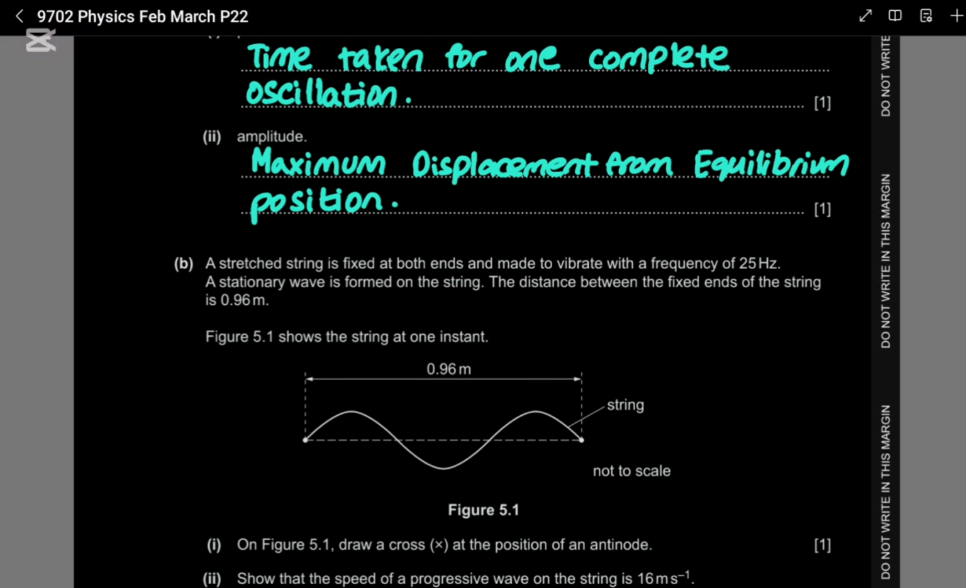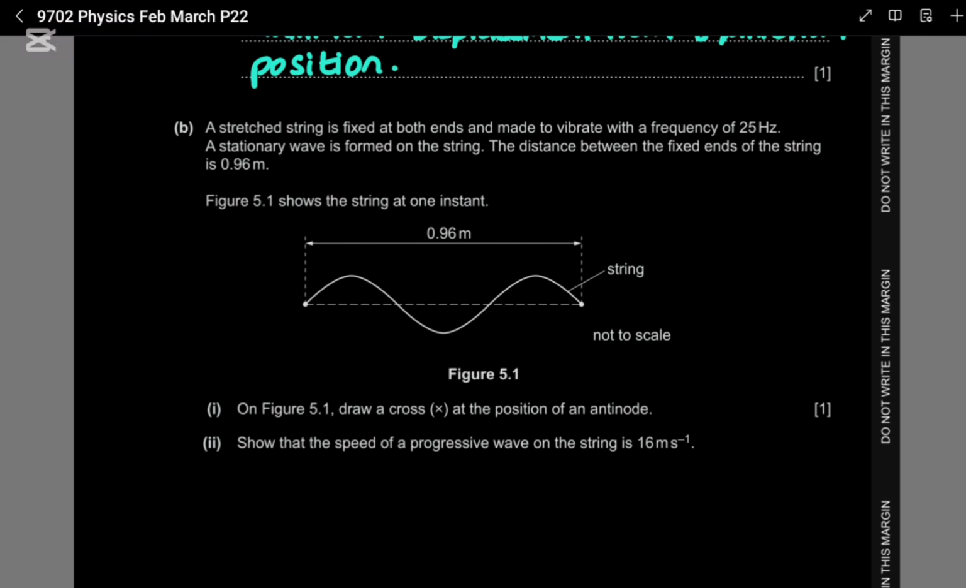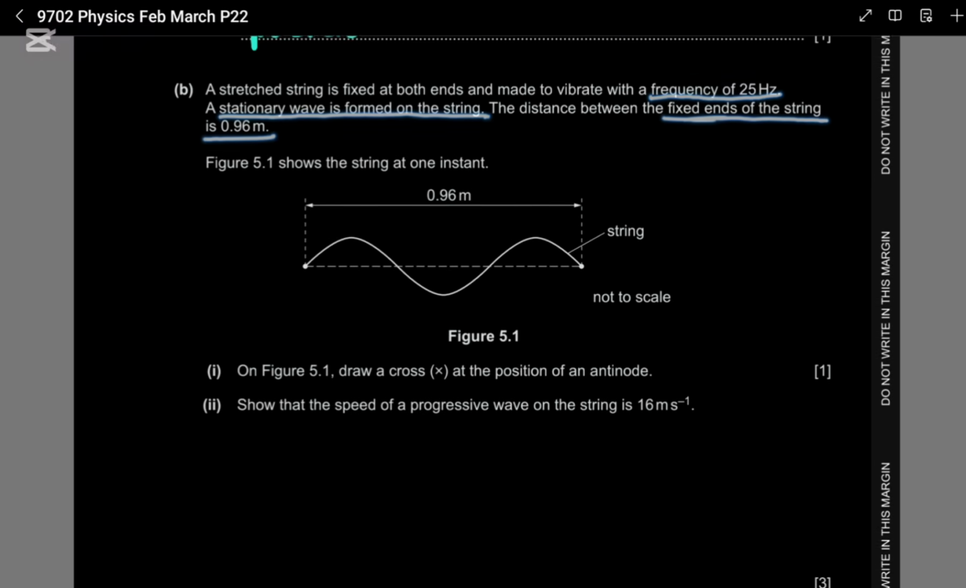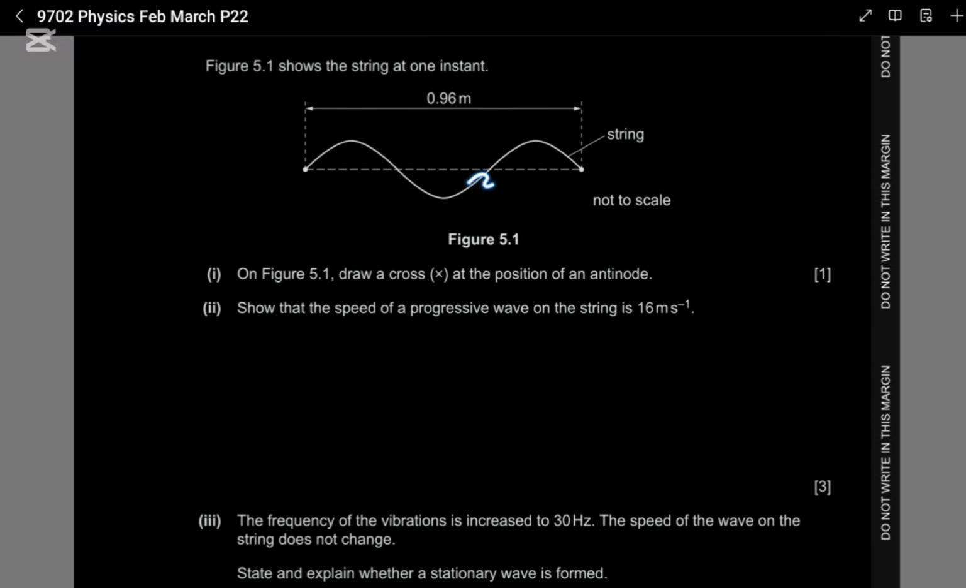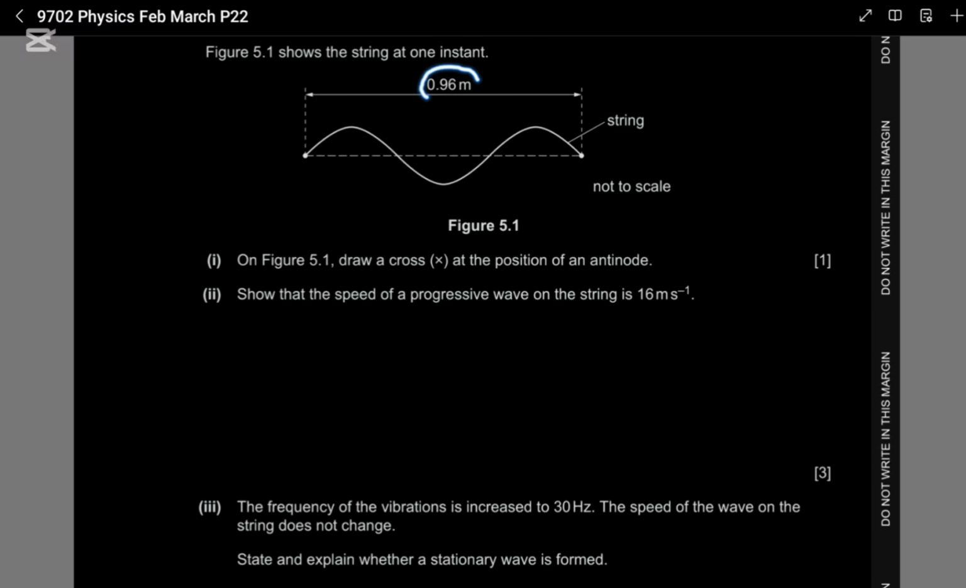Alright, now part B, let's just skim through it. Okay, blah blah blah. Frequency is 25 hertz. A stationary wave is formed on the string. Distance between two fixed ends of the string is 0.96 meters. So the length is 0.96 meters.